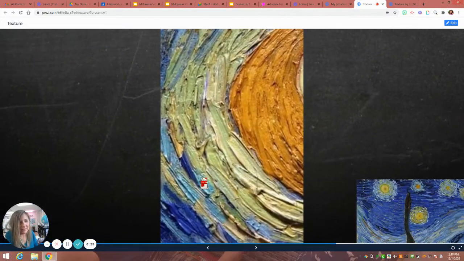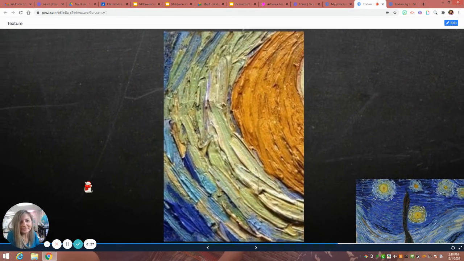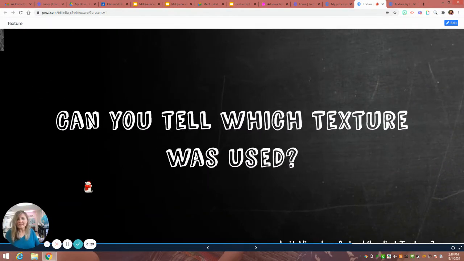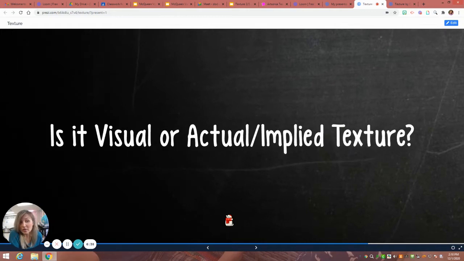Here's another close-up of it. I think that is so cool. All right, so let's go over really quick. Can you tell which texture was used? Was it visual, or was it actual or implied texture?